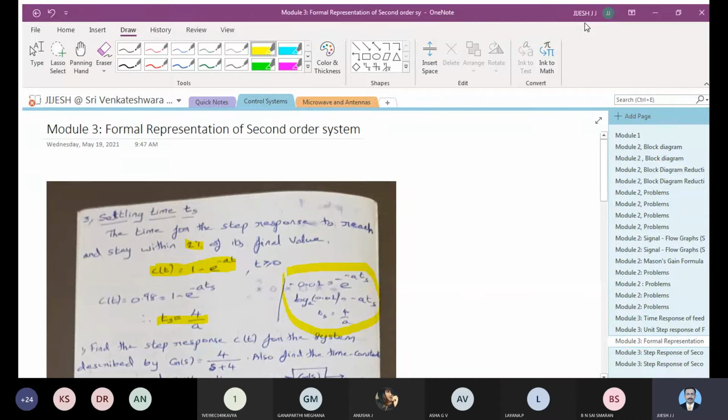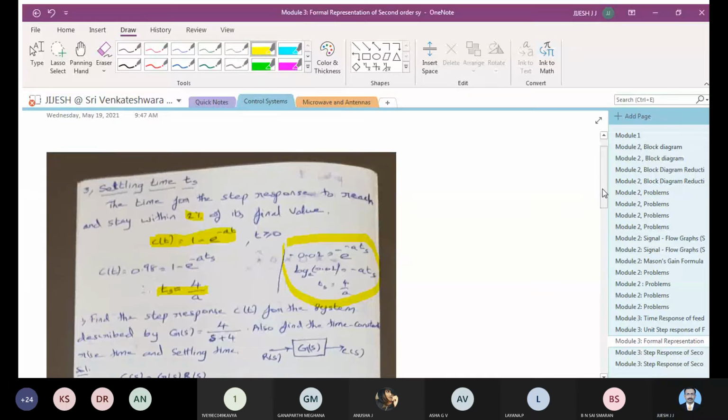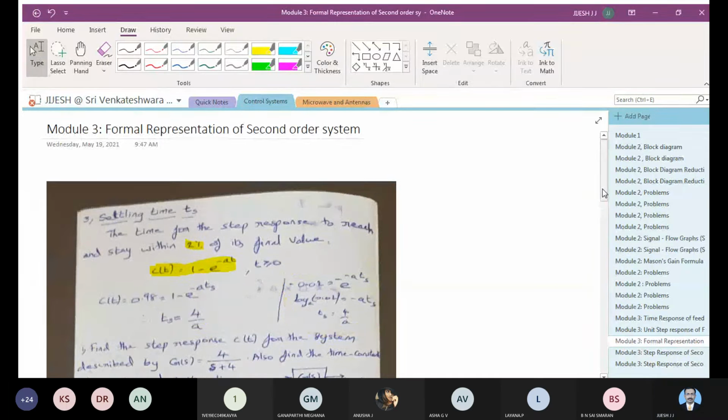So you'll get the settling time. So 3 time constants you got. All of you note down the settling time as well. The equation you get here is Ts is equal to 4 by a. So all of you have completed that. All the three time constants you have written. So we are going to go further with a problem.